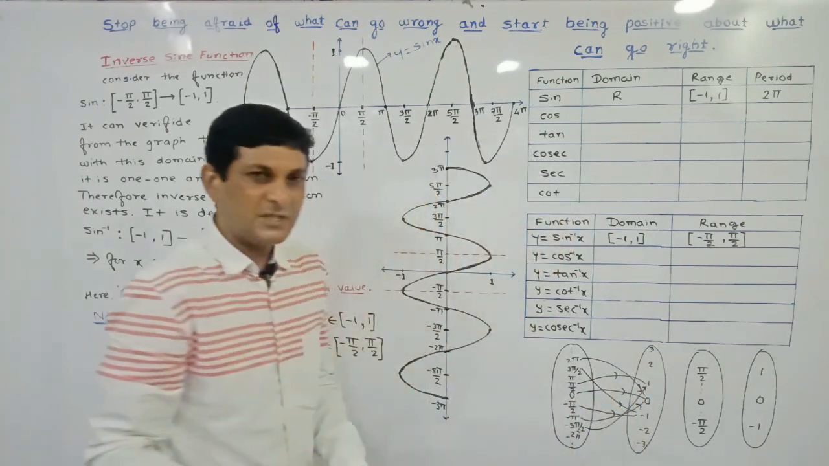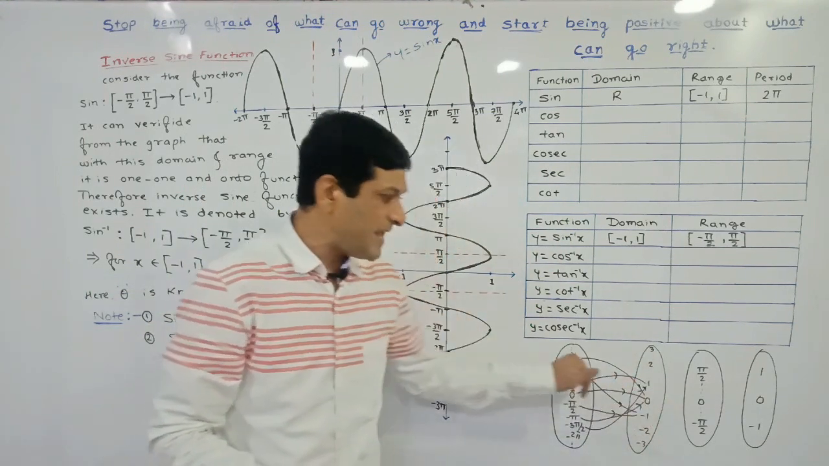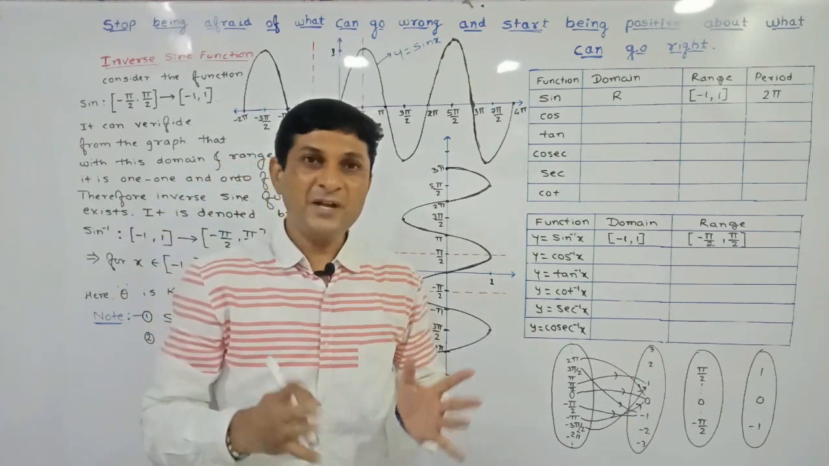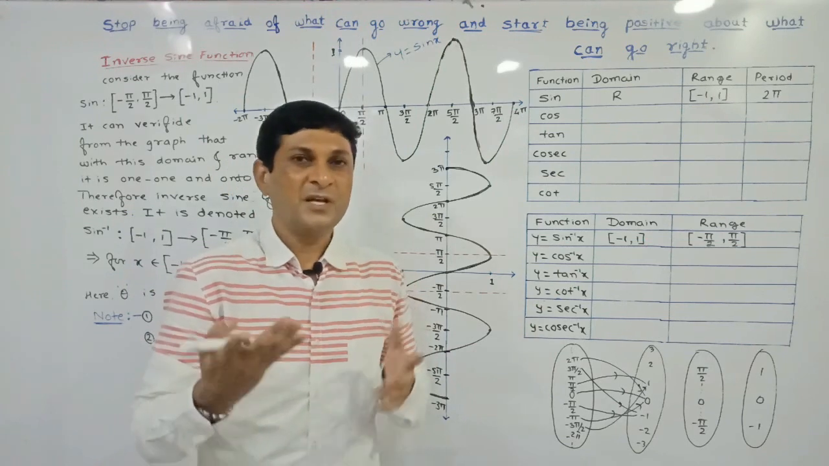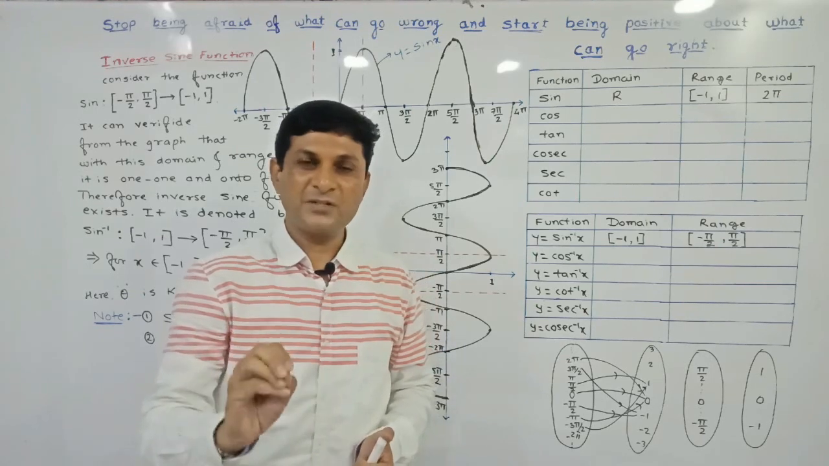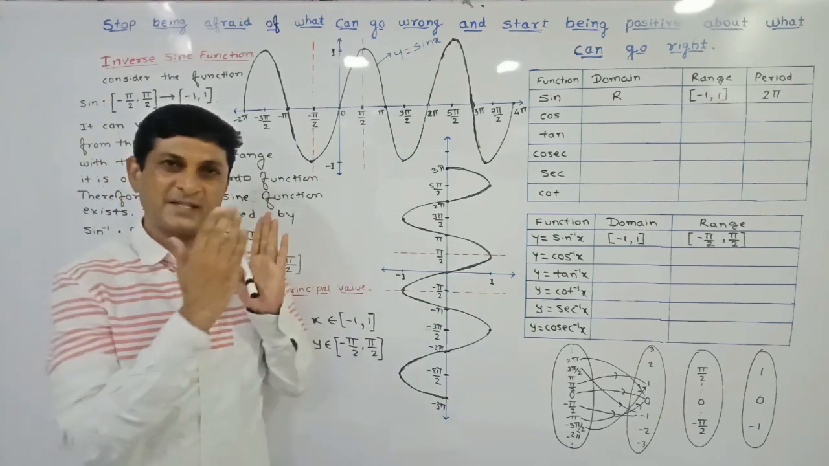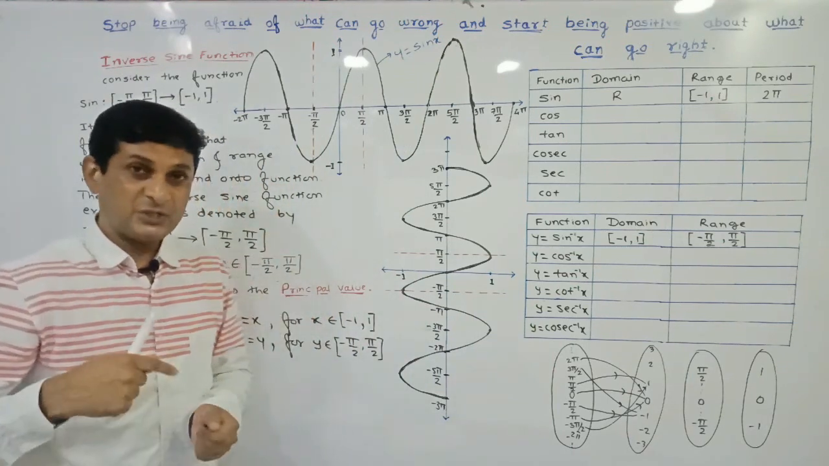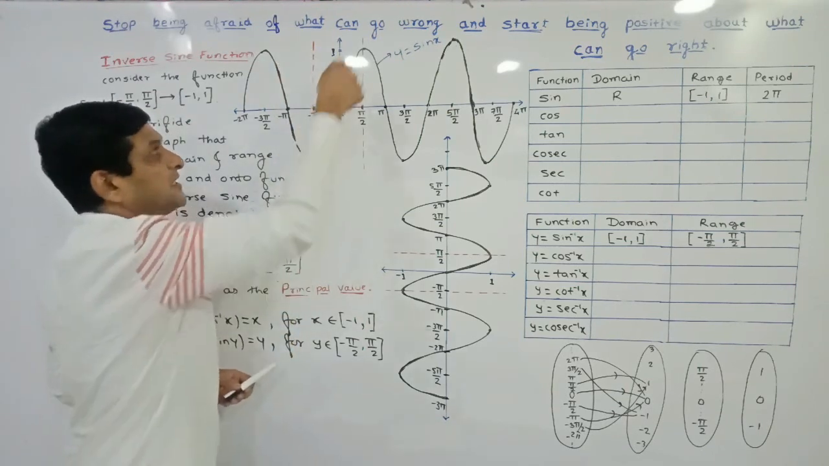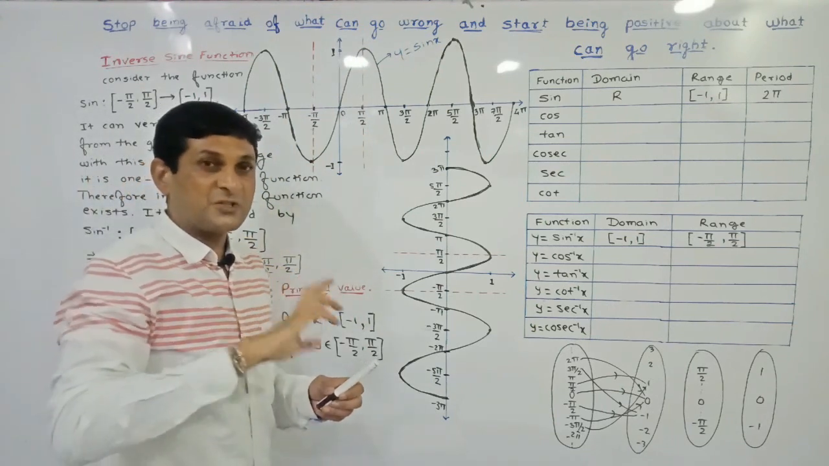Here we can observe that some elements of this codomain set have more than one pre-image. Having more than one pre-image means this function is a many-one function. Sine function is a many-one function. And if a function is many-one, at that time we are not able to define the inverse trigonometric function. So that's why mathematicians decided to select some part of this graph so that the function will become one-one. They decided to consider the interval minus pi by 2 to plus pi by 2, so that the function will become one-one and onto.